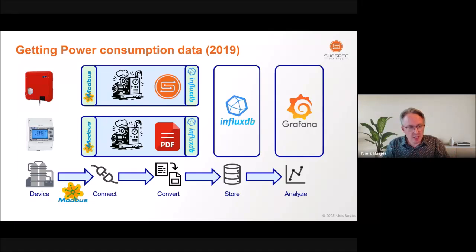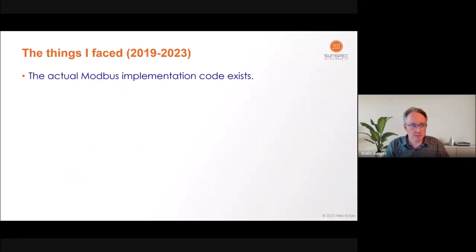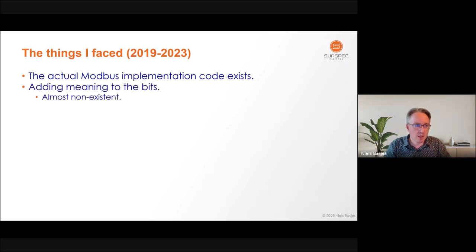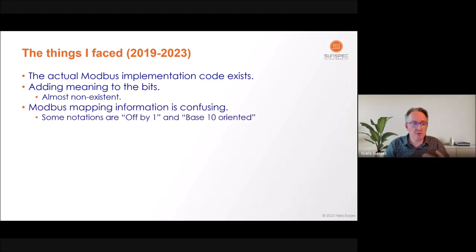Now looking at what I've done in this period, I learned a couple of things. Modbus is a protocol for which implementations simply exist. They're ready to run, they are fine. There is no need to build a new one on that level. However, adding meaning to the bits you get back is almost non-existent. Everybody reinvents the wheel again and again. And then the PDFs I got, the specifications from various systems, are very confusing. Some notations dating back to the origin are off by 1, are base 10 oriented, instead of being a binary thing, which it really is.